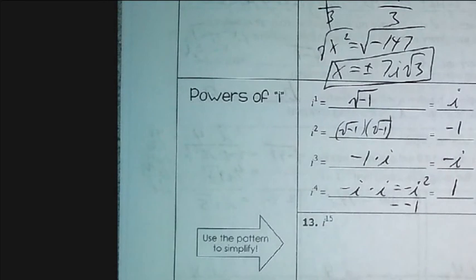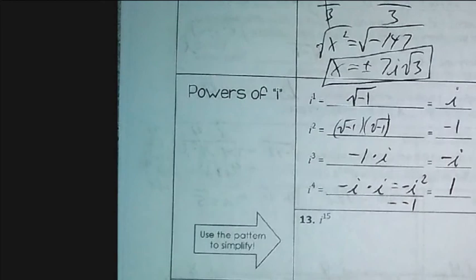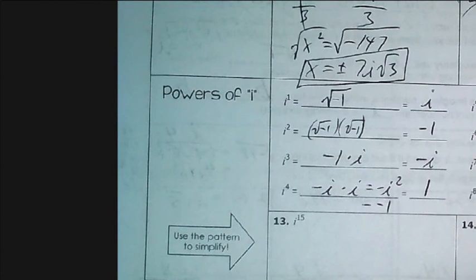If I go through 4 more additional exponents, increasing by 1 each time, I'm just repeating those 4 things over and over again. So what would i to the 9th be? i to the 9th would be i. What would i to the 10th be?